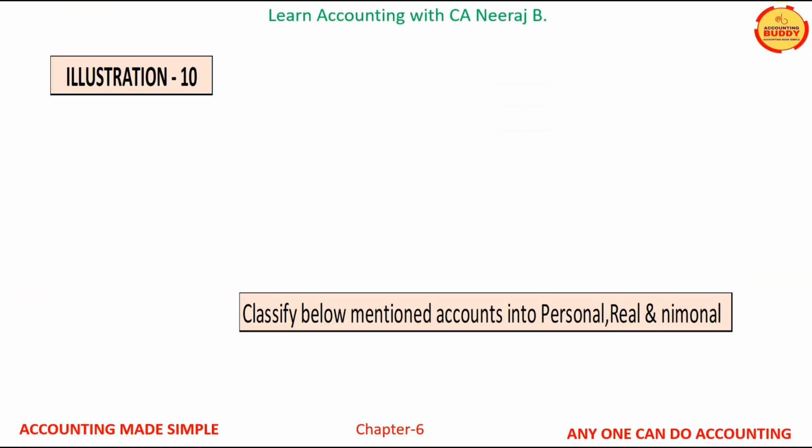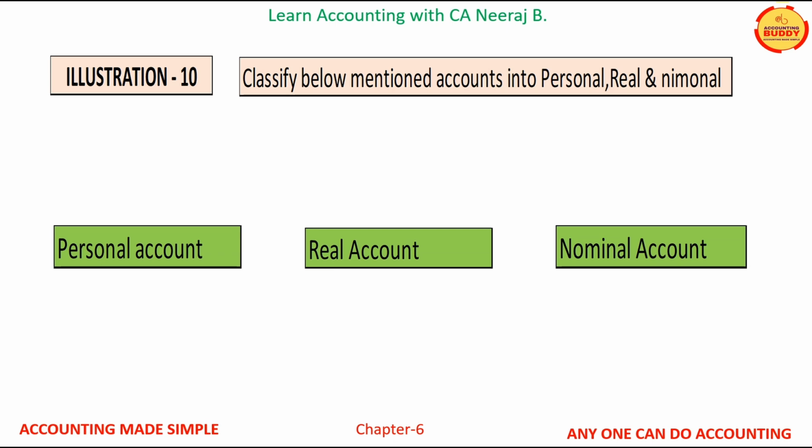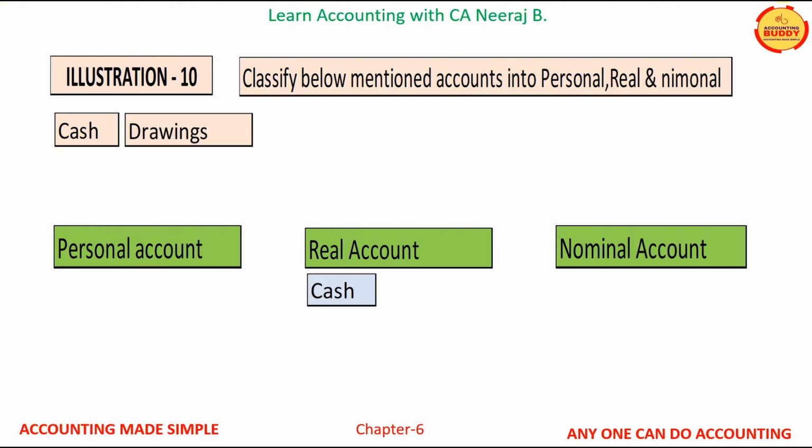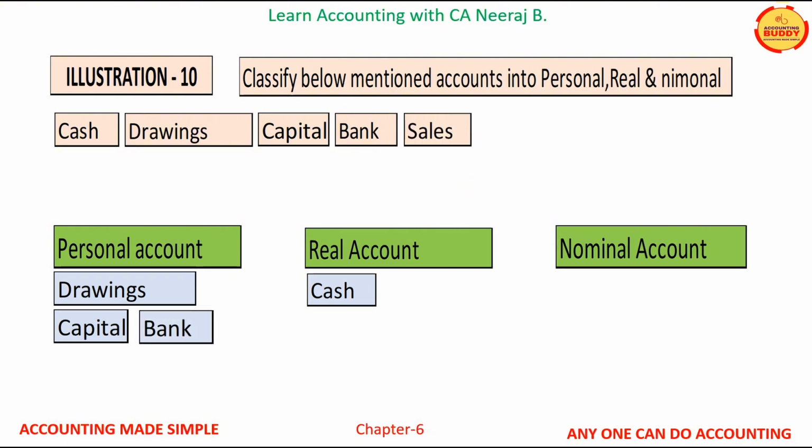Illustration 10 is classify below mentioned accounts into personal, real and nominal accounts. First is cash. Cash account is a real account. Drawings. Drawings is a personal account. Next is capital. Capital account is again a personal account. Next is bank. Bank account is again a personal account. Sales. Sales being a revenue is a nominal account.